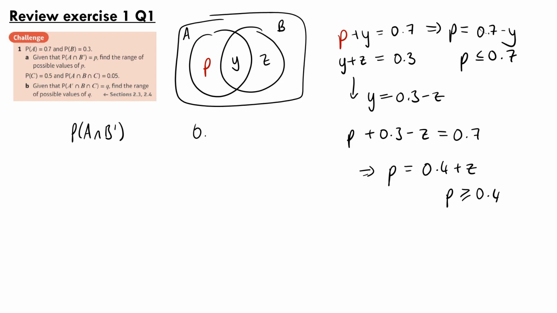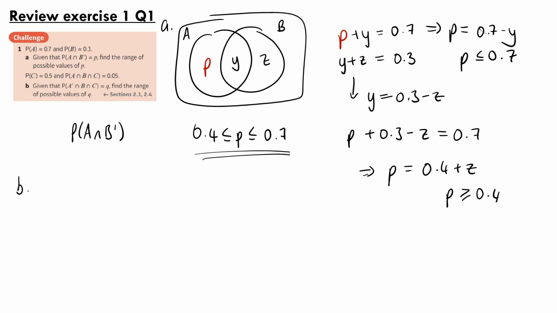So we've got 0.4 is less than or equal to p is less than or equal to 0.7. That's our lower bound and upper bound, and we could check if we wanted to that these values work, and they do. So that is our definite range of possible values of p. And that's for part A. Doing a similar job for part B.